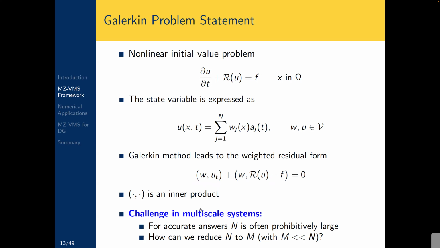And so, of course, the challenge for a multiscale system is that to actually do this and get a good answer, say you have turbulence, n is often prohibitively large.